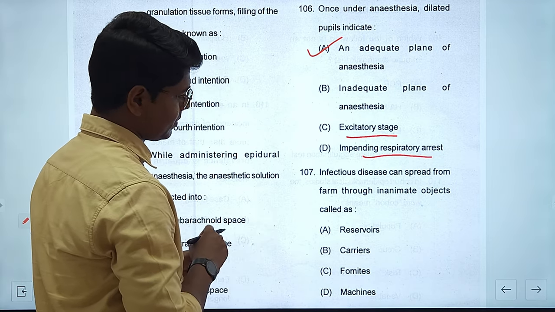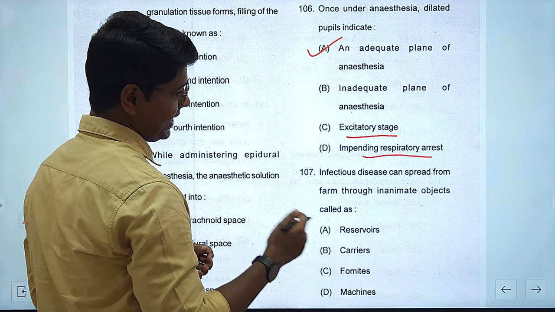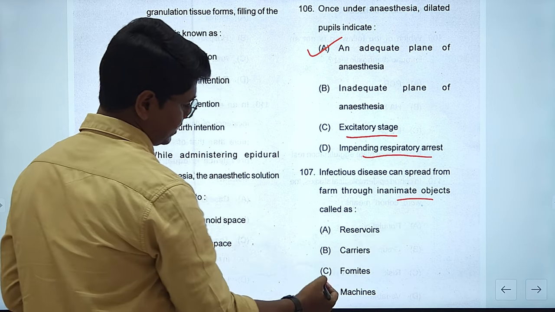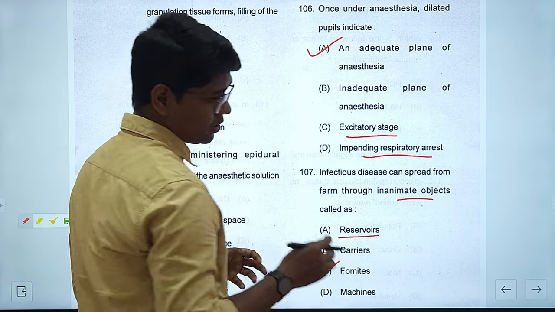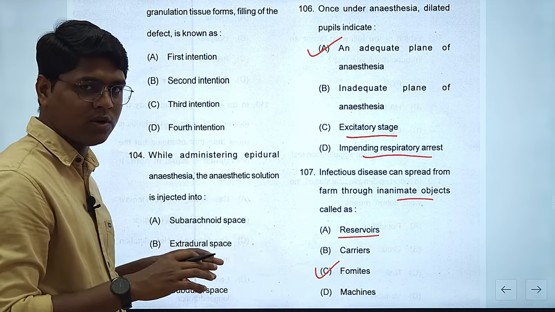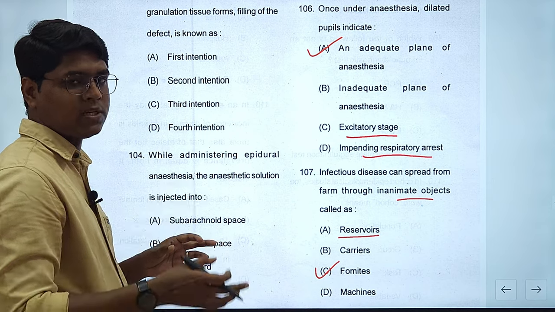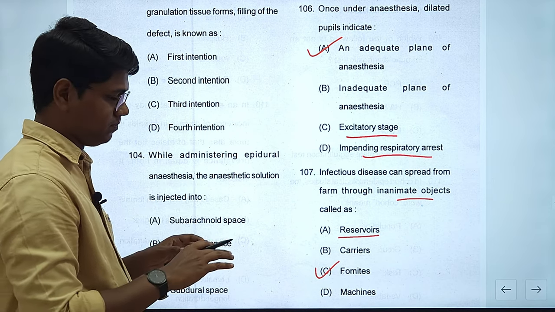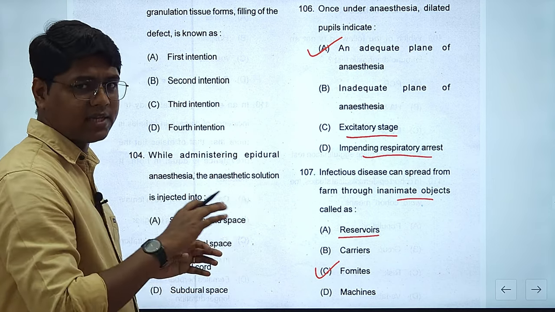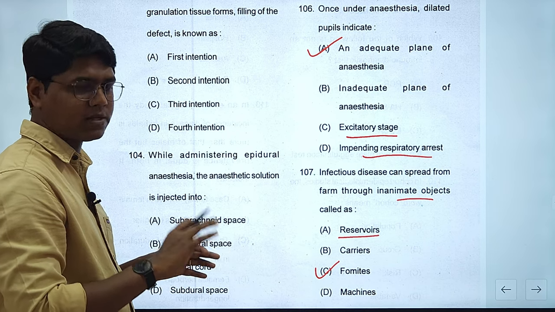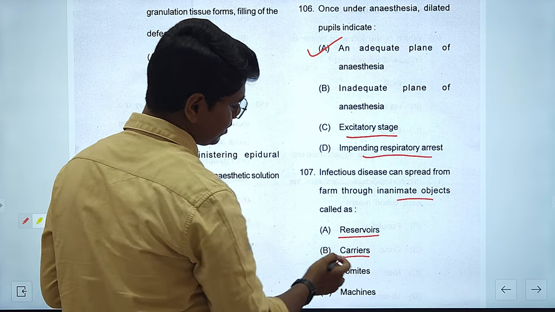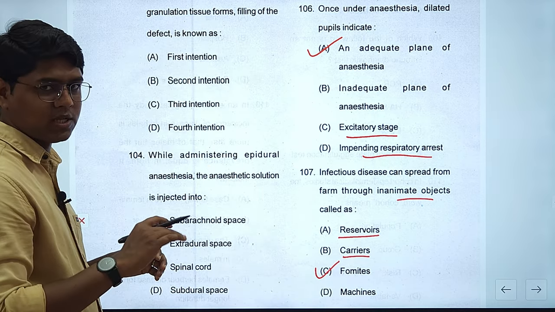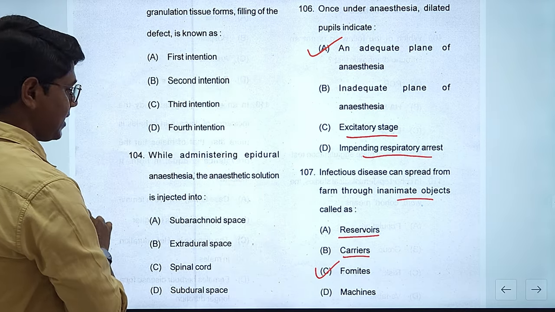Infectious diseases can spread from a farm through inanimate objects called fomites. Reservoirs means that in this particular species, the infectious agent will not cause any infection, but it can stay inside the body and multiply, without producing any infection or clinical signs. Carriers means it will cause an infection in the body, but there will not be any apparent clinical signs.